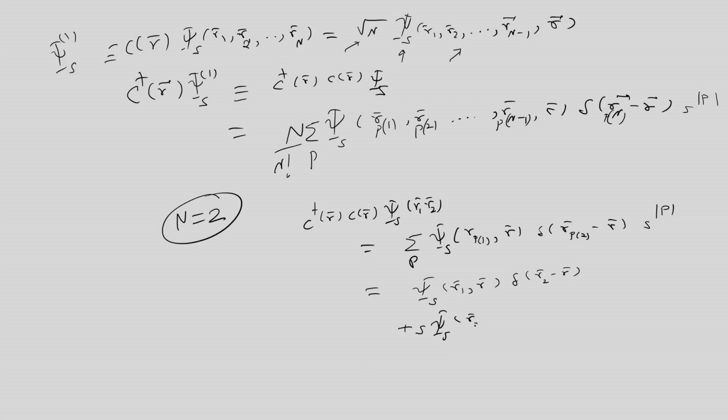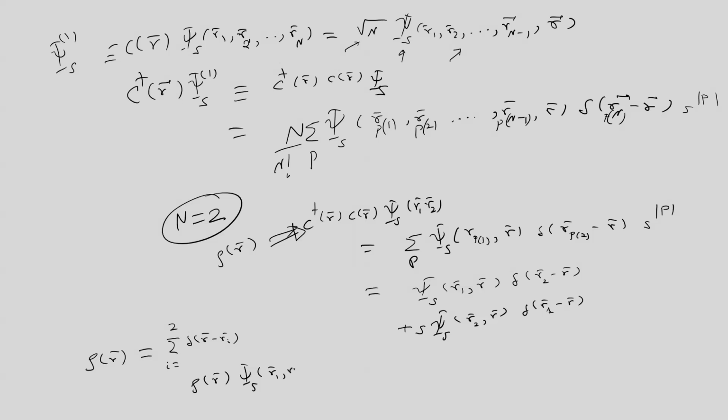So S psi of R2 R is going to be delta of R, this is going to be delta of R1 minus R. So that's going to be my density. This is in the second quantized language. Now I'm going to see if this is the same as what you would get if I had thought of rho, so this was the rho in second quantized language, remember. But the traditional way of thinking of rho is basically this for two particles. So now let's see if this has the same effect when you act it on a two particle system. You see, the answer is yes.